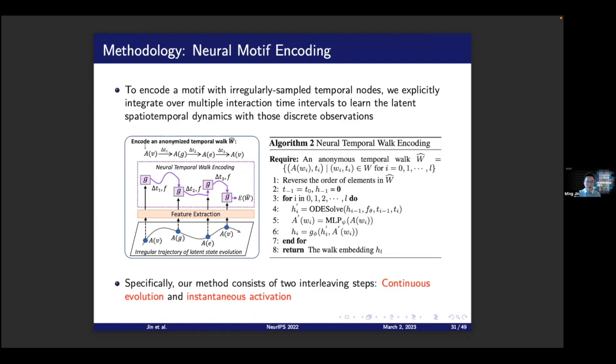So here is a demonstration. Given an anonymized temporal walk like this, we first map those discrete observations via the instantaneous activation process to the latent space. Then, given the initial state, we solve an ODE to drive the evolution of the latent spatial temporal dynamics to another point. At this point, I activate the terminal state again with this discrete observation, and then treat it as a new start state for another ODE solving process. As I demonstrated here, the key is between lines 3 to 7. So in short, our method interleaves two steps, the continuous evolution and the instantaneous activation processes, to learn the latent spatial temporal dynamics.